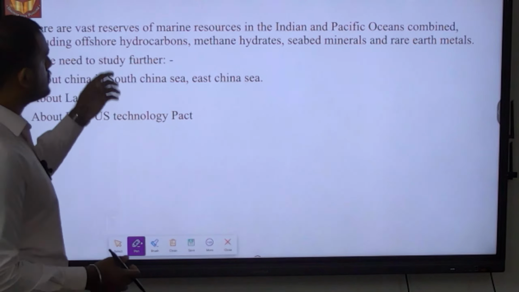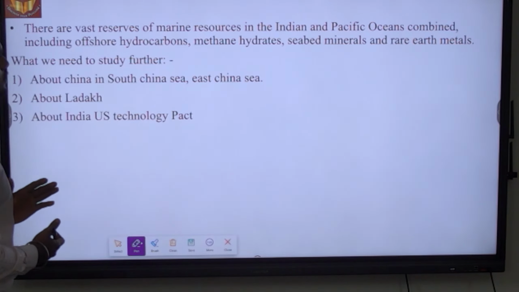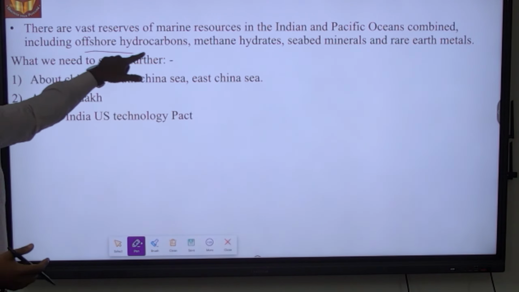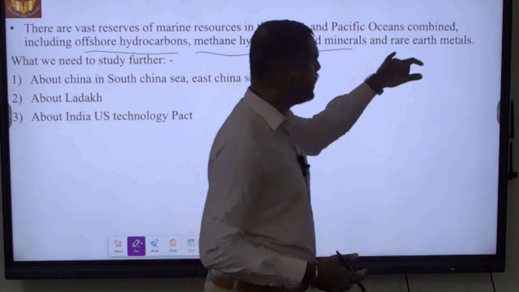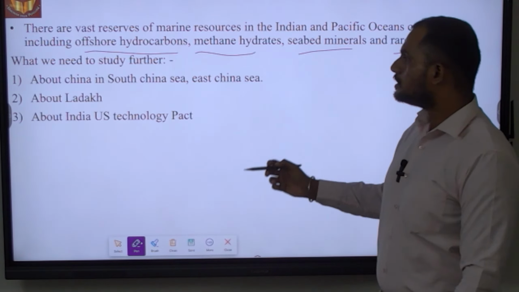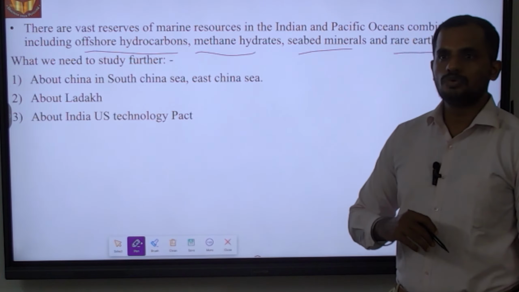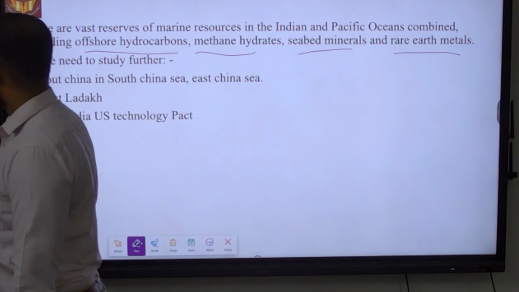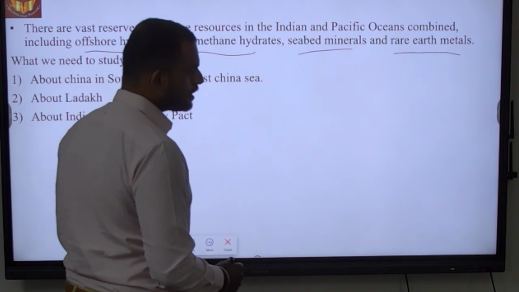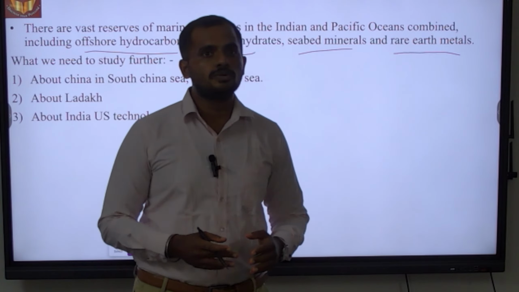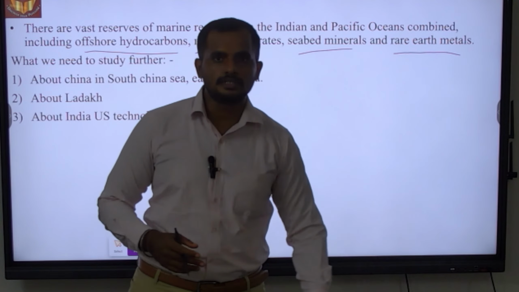There are vast resources of marine resource in the Indo-Pacific region. Not only marine resource, it is also able to produce offshore hydrocarbons, methane hydrate, seabed minerals and rare earth metals, which are needed for production of the new kinds of technologies which the governments of the entire world are moving towards. They want to move their governments to technology-based governments, and to become a technology-based government they need access to technology. That technology will be produced based on access to seabed minerals as well as rare earth metals.